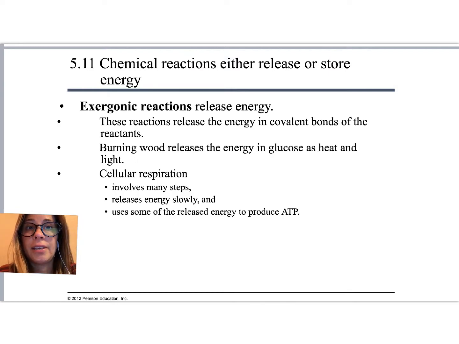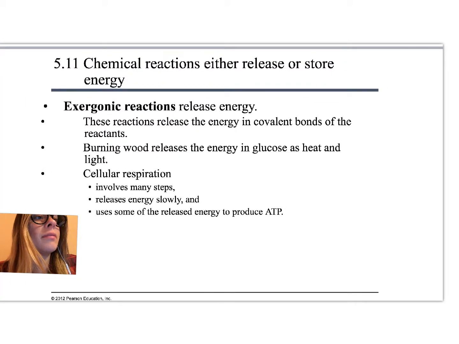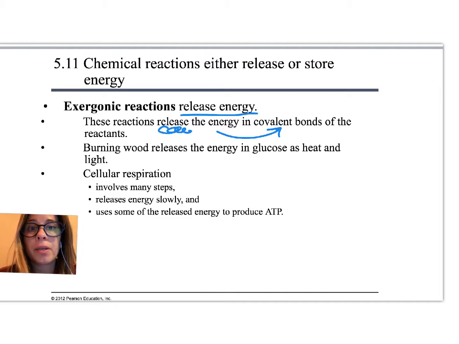So, taking a closer look at exergonic reactions. Exergonic reactions, again, release energy. So we're breaking bonds. That's what's important. They're releasing the energy in covalent bonds. Covalent bonds are the highest energy types of bonds. They store the best. And so it takes a lot of energy to actually break them open and to harvest that energy for other uses.